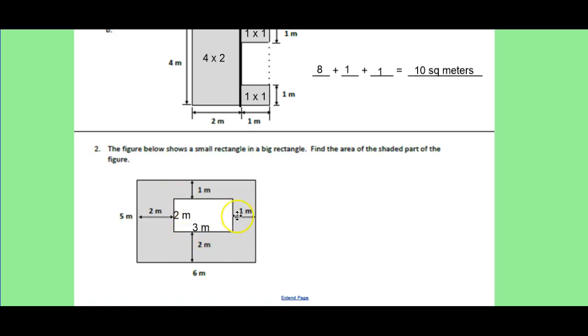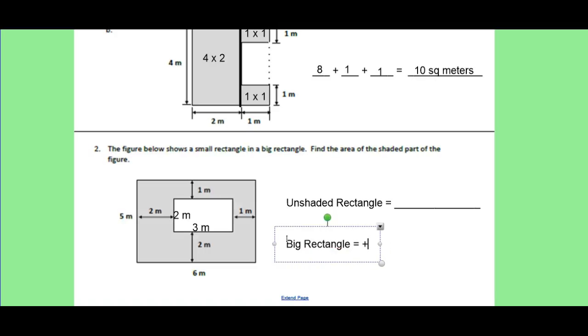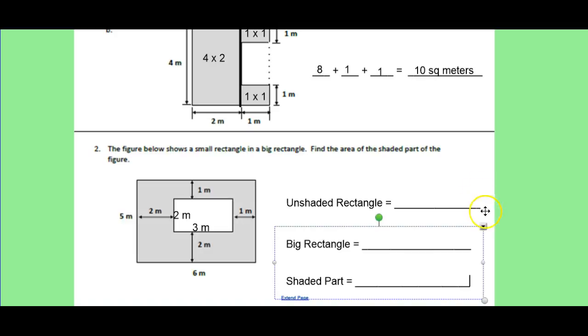So now that we know the missing side lengths for this unshaded rectangle, we can find the area for the unshaded rectangle. So let's just put unshaded rectangle equal, we're going to write the area for that one. Okay, and then shaded part, hold on, I lied, big rectangle equal, keep doing it wrong, and then shaded part is equal to. Okay, so that's what we're going to do.